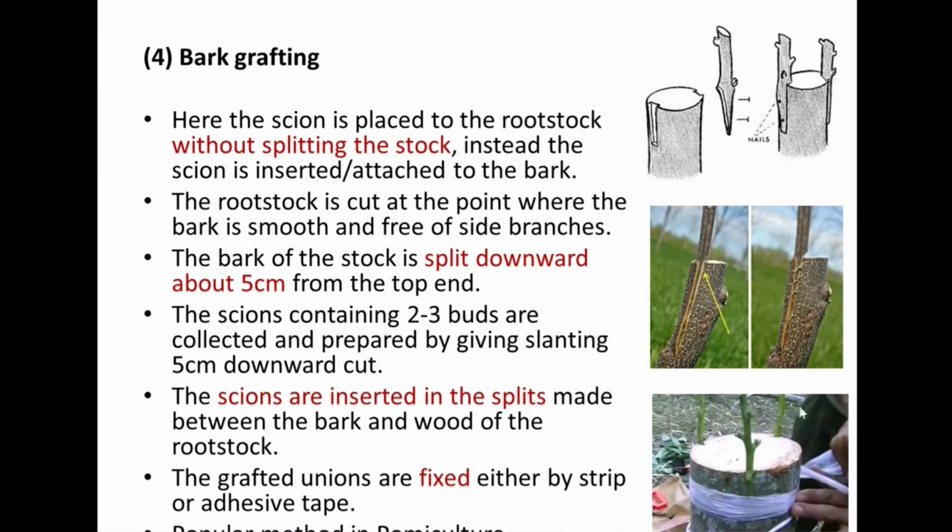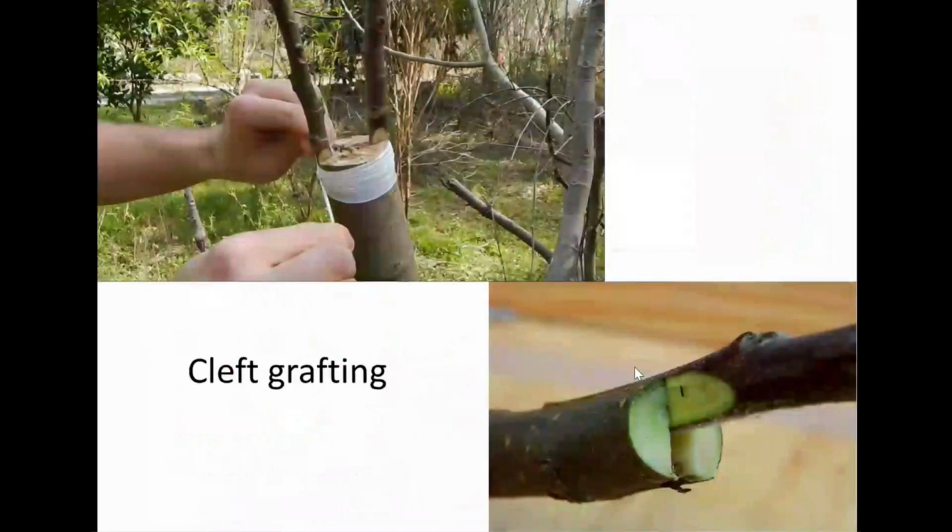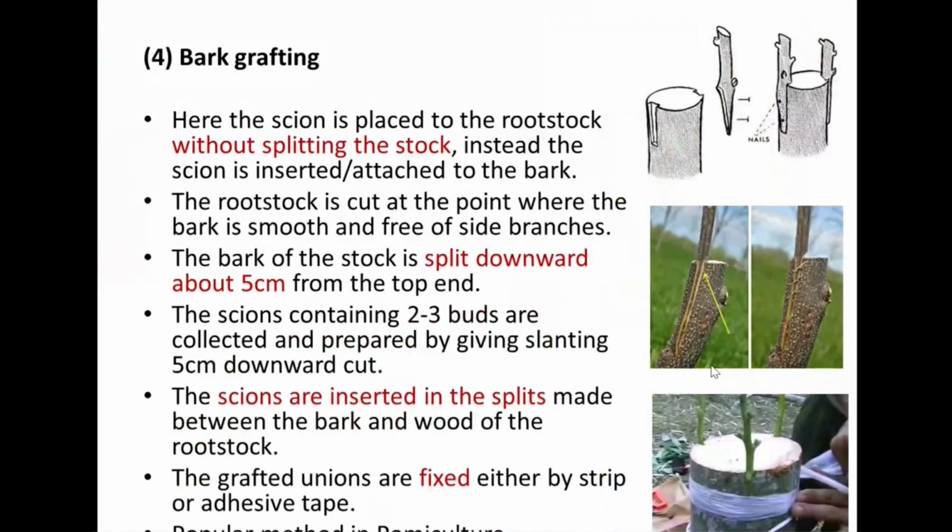Here you just have to choose the bark. In other cases, you straight away damage the main central portion. If you damage the central portion, the survivability is relatively less. It will survive, but the chances are relatively less compared to this one. Here, you will only damage the bark portion. So the scion is placed on the rootstock without splitting the bark. We will not split the bark.